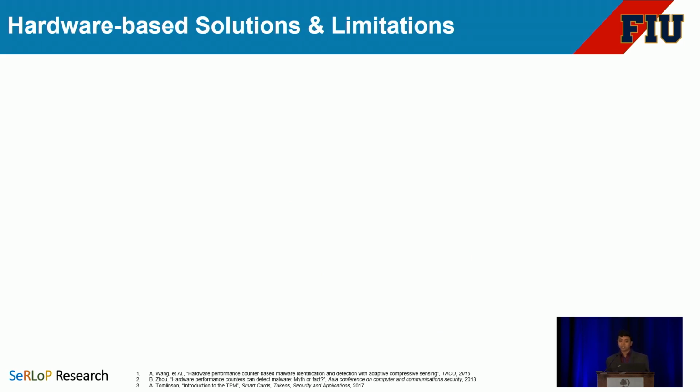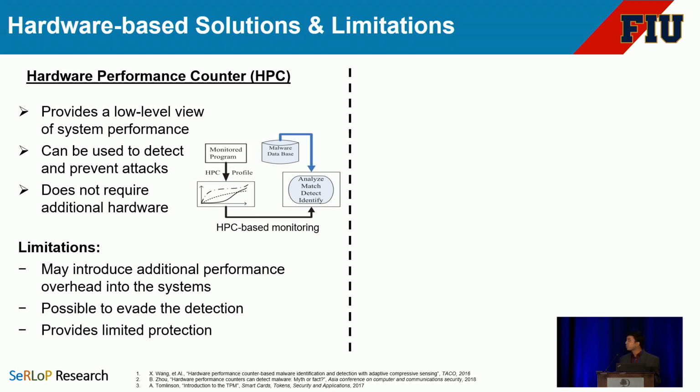And there are some hardware-based solutions also, like the hardware performance counter. It provides a low-level view of system performance, so it can be used to detect and prevent this kind of attack. But it may introduce additional performance overhead into the system, and it's still possible to evade this type of system.